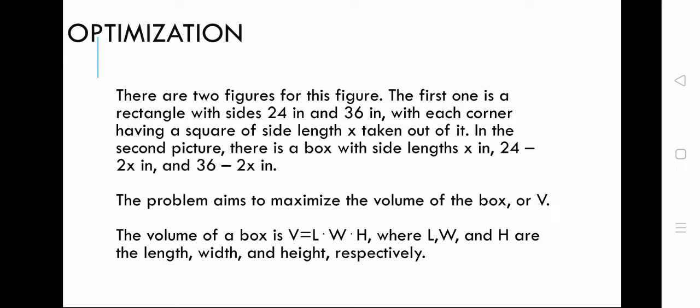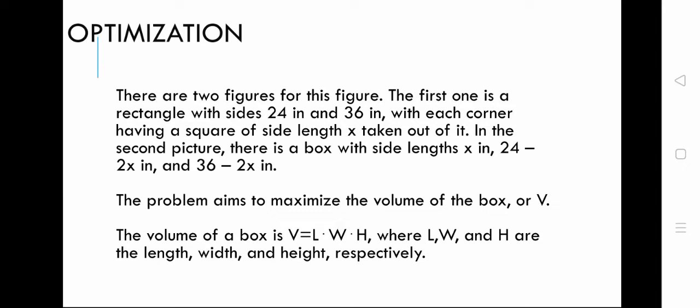So there are two figures for this problem. The first one is a rectangle with the sides 24 inches and 36 inches, and with each corner having a square of side length x taken out of it. So ito na pala yun. In the second picture, there is a box with the side lengths x, 24 minus 2x inches, and 36 minus 2x inches. So the problem aims to maximize the volume of the box, or the variable V.